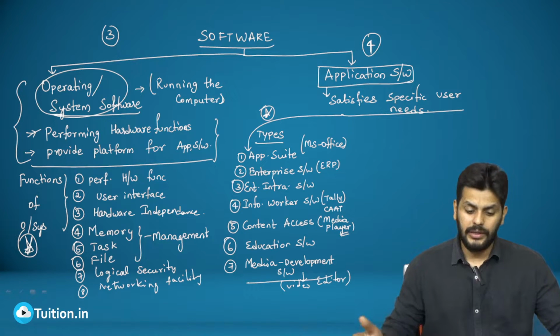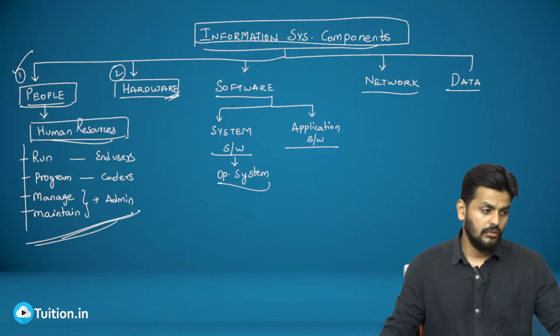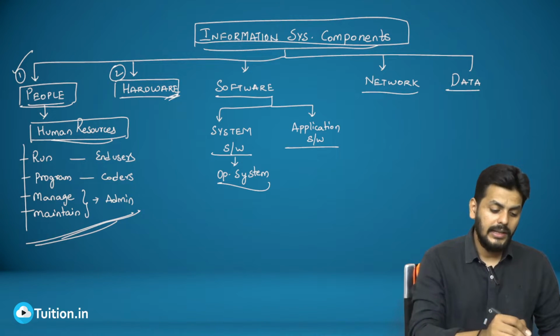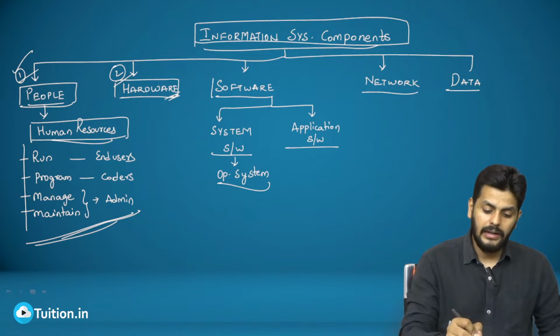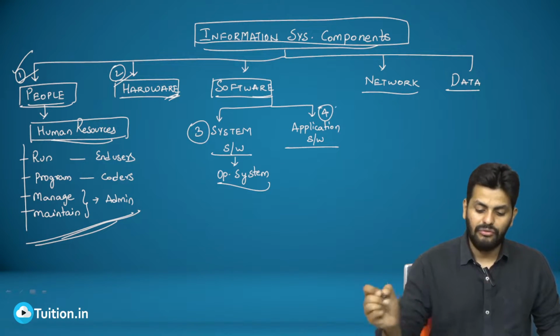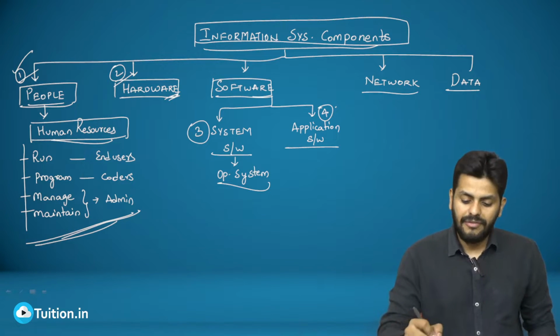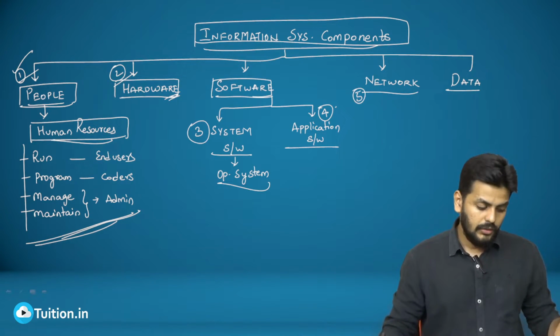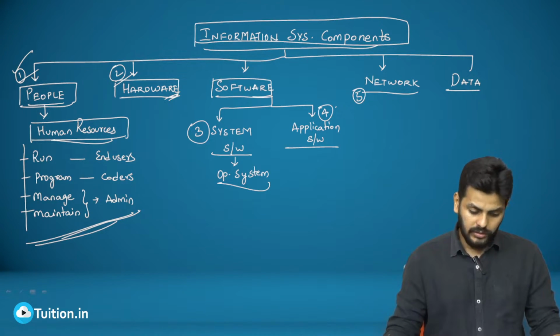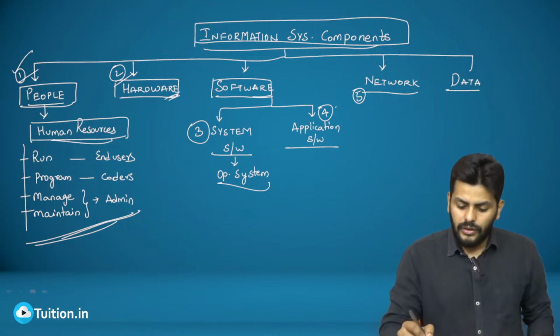At this point you can take a screenshot of this. So what are we dealing with here? We are dealing with people, hardware, and in software we discussed system software and application software, which is point number 4. Point number 5 is a very simple topic. It is called networks, and networks are of 2 types.